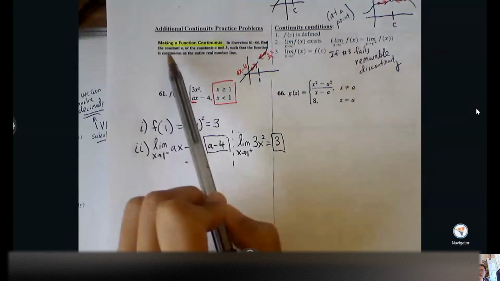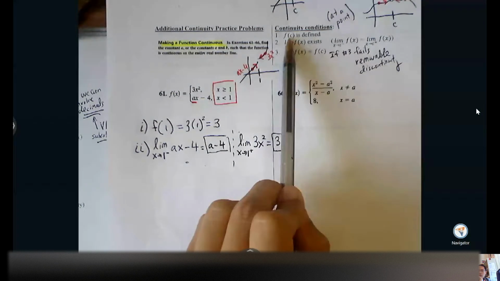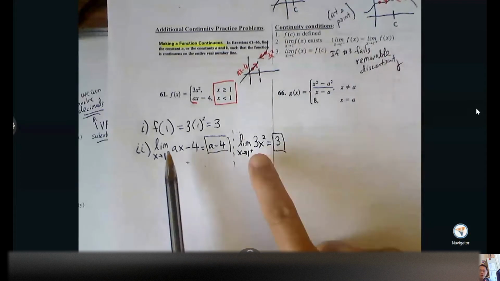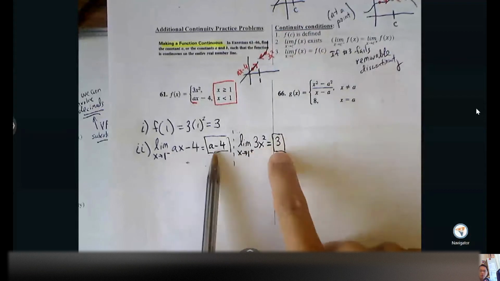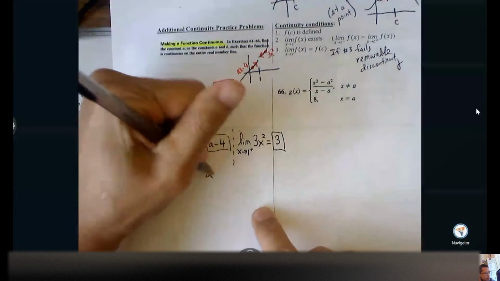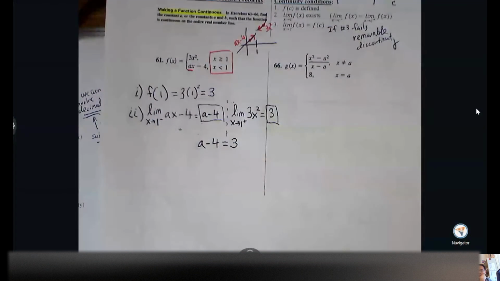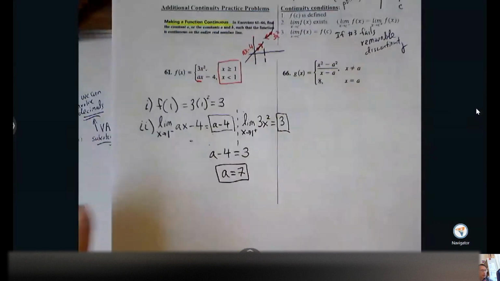In order for our limit to exist, the same condition has to pass. In order for a limit to exist, our one-sided limits must be in agreement. So as we approach from the left and from the right side of 1, these must be equal, and we can set their results equal to each other. If we set the results equal to each other, we have a natural equation that allows us to solve for a. So add 4 to both sides, a equals 7. Okay, we have our answer here.